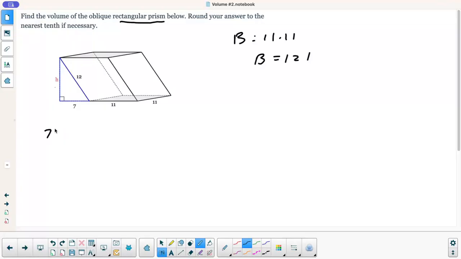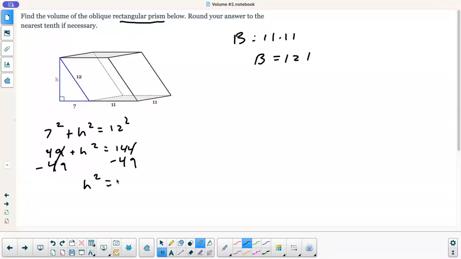Over here, I'm going to have to do the Pythagorean theorem. 7 squared plus h squared equals 12 squared. 49 plus h squared equals 144. So I end up getting 95. So my height is the square root of 95. Now I left it like that. I didn't round it because I don't like to round in an intermediate step, because then my final answer is less accurate.